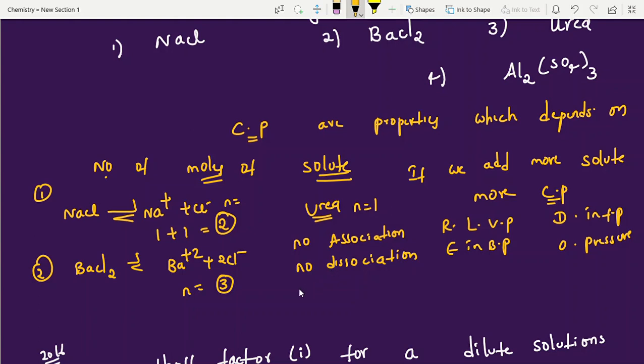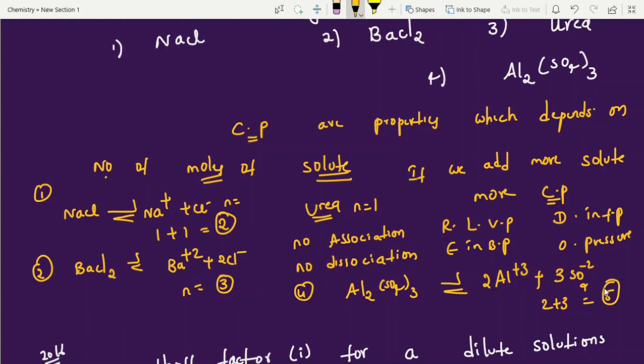Okay, next the 4th one. What is the 4th one, students? Yes, aluminum sulfate. How does it dissociate? 2 moles of aluminum plus 3 and 3 moles of sulfate. 2 plus 3, 5 particles. Where is the number of particles more? The 4th option is more. So it has more colligative property, that is, more elevation in boiling point. Clear? That's all. Now next one more question.